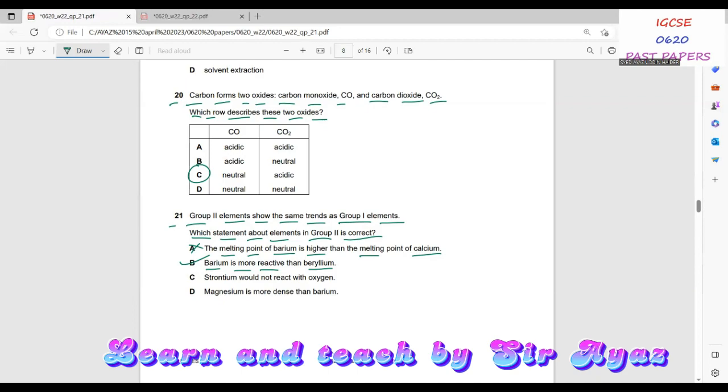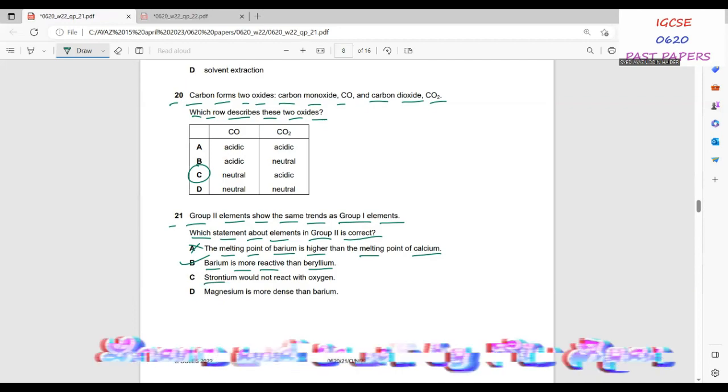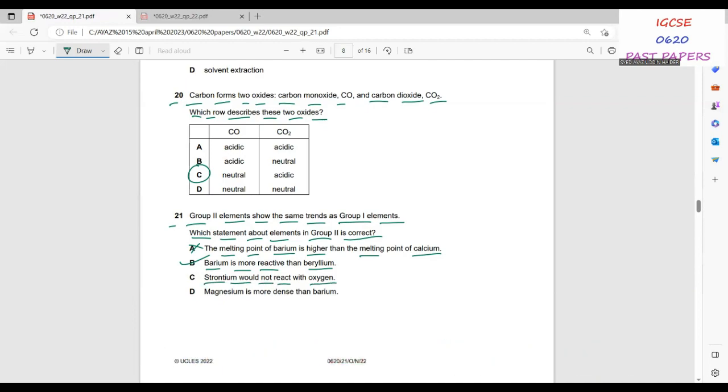So I'm reading the other statements for your convenience. C, strontium would not react with oxygen. This is wrong. Strontium is below in this group, so it will definitely react with oxygen. D, magnesium is more dense than barium. Density down the group will increase. So this is also a wrong statement. So only choice B will be the right one.